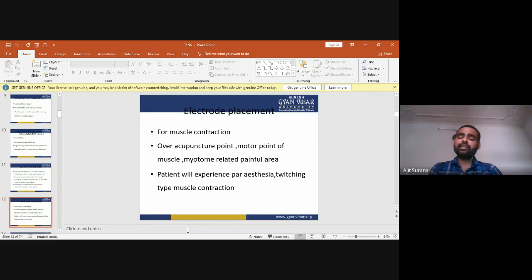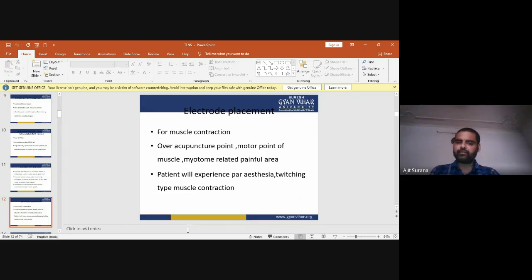Now, the placement of the electrodes in the low frequency and high intensity, or acupuncture type, current. They are mainly used for muscle contraction, so the electrodes are placed over the acupuncture points, the motor points of the muscles, or the myotomes related to the painful area. The patient will experience paresthesia and twitching type muscle contraction.